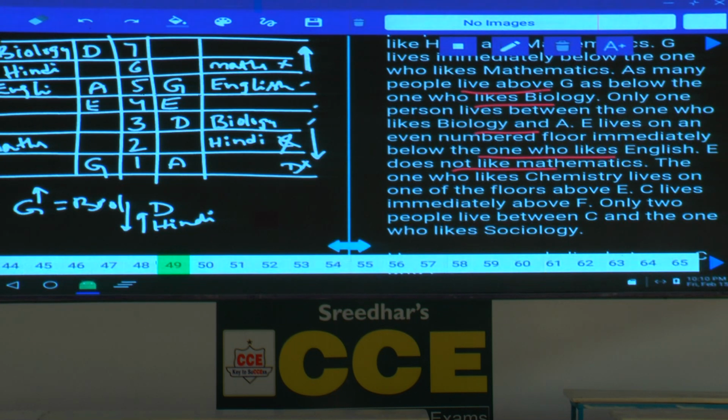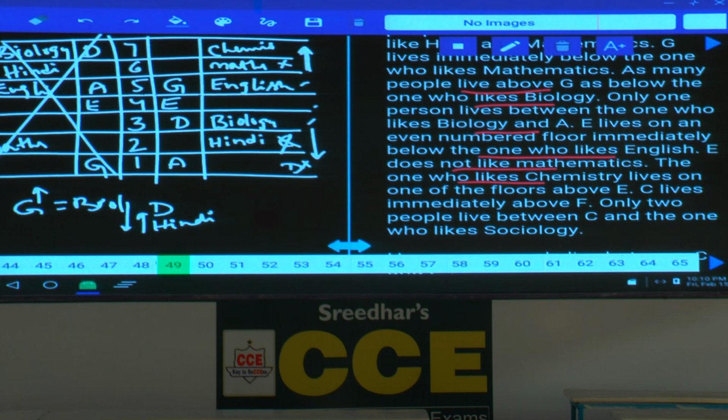The next one. The one who likes chemistry lives on one of the floors above E. Chemistry lives on one of the floors above E. In the first case, the one who likes chemistry must be on the 7th floor. That is the only thing left over. But in the second case, the one who likes chemistry lives on one of the floors above E. Above this E are floors 5, 6, and 7, and there is no place left for this chemistry. Hence, the second case is completely ruled out.